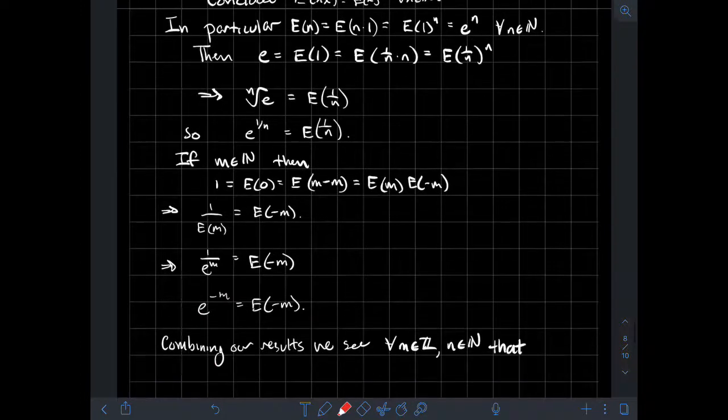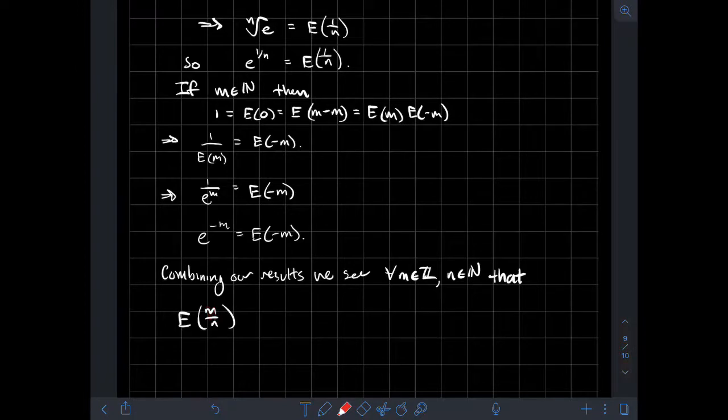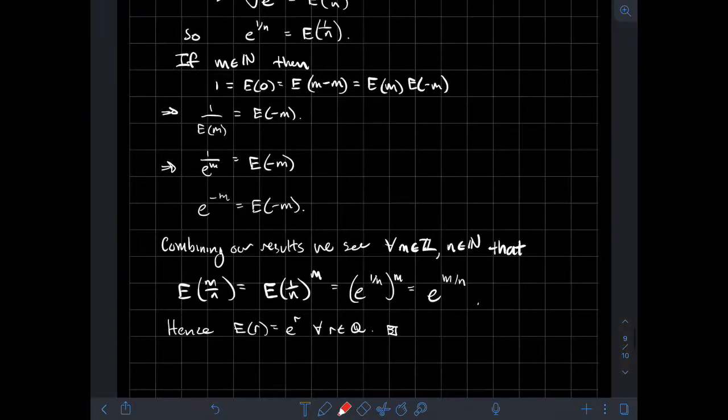Now let's put it all together. Let's combine all of our results so far. For any integer m in Z, and any natural number n, what do we see? Capital E of m over n. That's the same thing as E of 1 over n, to the mth power. And then I know that this is really Euler's number to the 1 over nth power, and this is all to the mth power. And now what can I do? I can use my exponent rules to say that you should multiply those exponents. So therefore, we just showed that E of any rational number, which maybe I'll call r now, is the same thing as little e raised to that number.